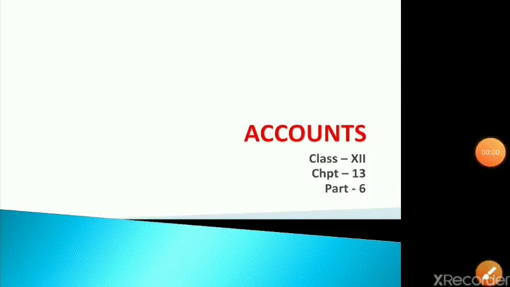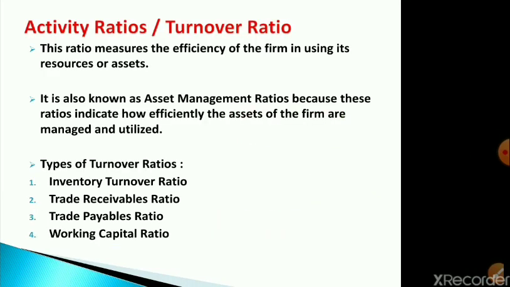In this part, we are going to learn about the third type of ratios, that is, activity ratios or turnover ratio. This ratio measures the efficiency of the firm in using its resources or assets. This is also known as asset management ratio because this indicates how efficiently the assets of the firm are managed and utilized.